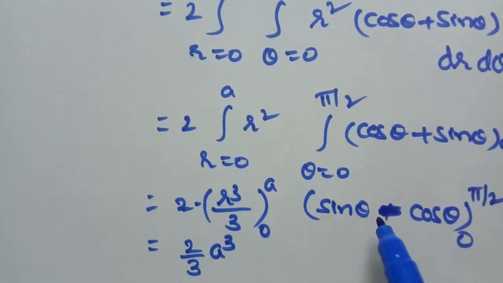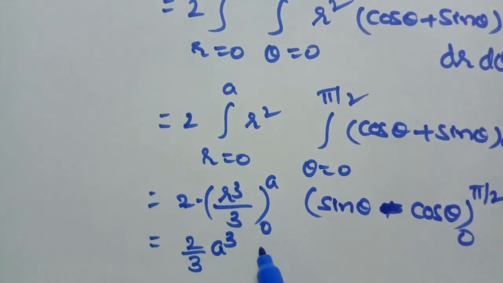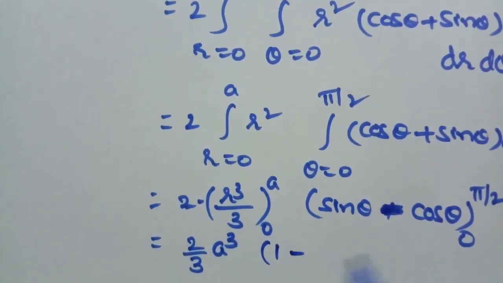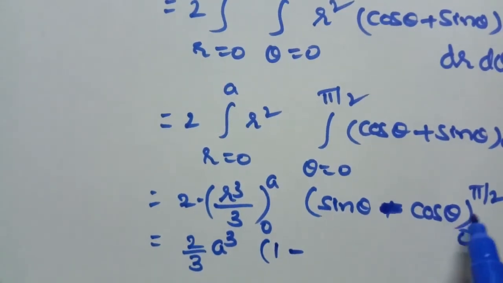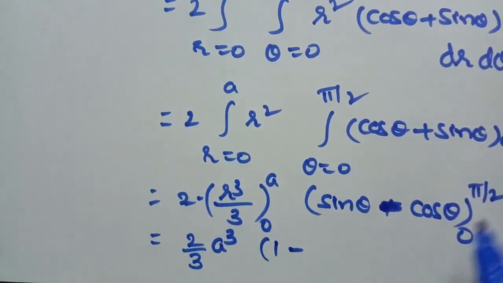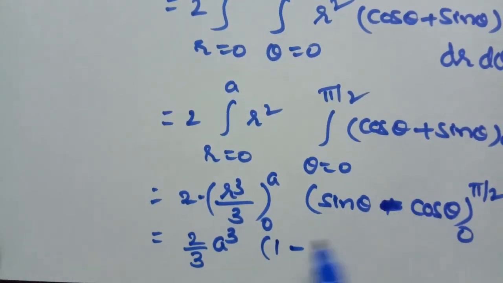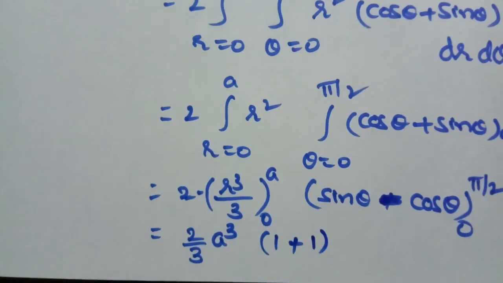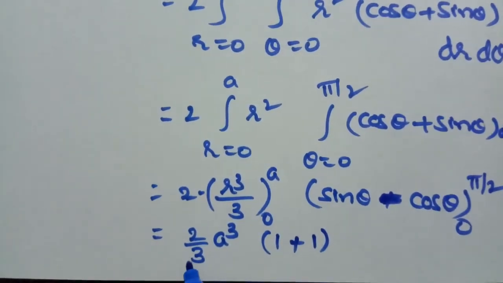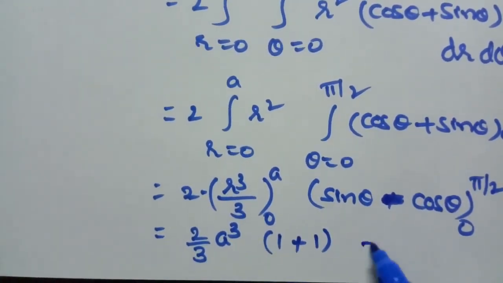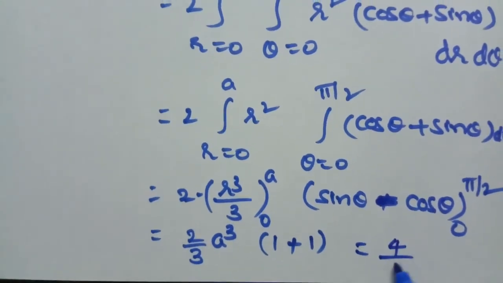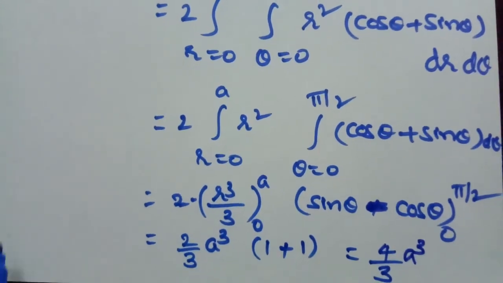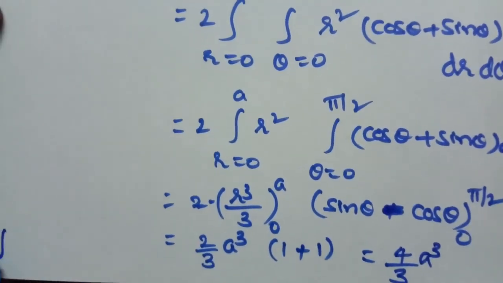Therefore, sin 90 is 1, sin 0 is 0, minus of cos 90, whose value is 0, minus of minus plus cos 0, which is 1. So that is 1 plus 1, 2 into 2, 4 by 3 a cube. This is the required answer of the line integration.